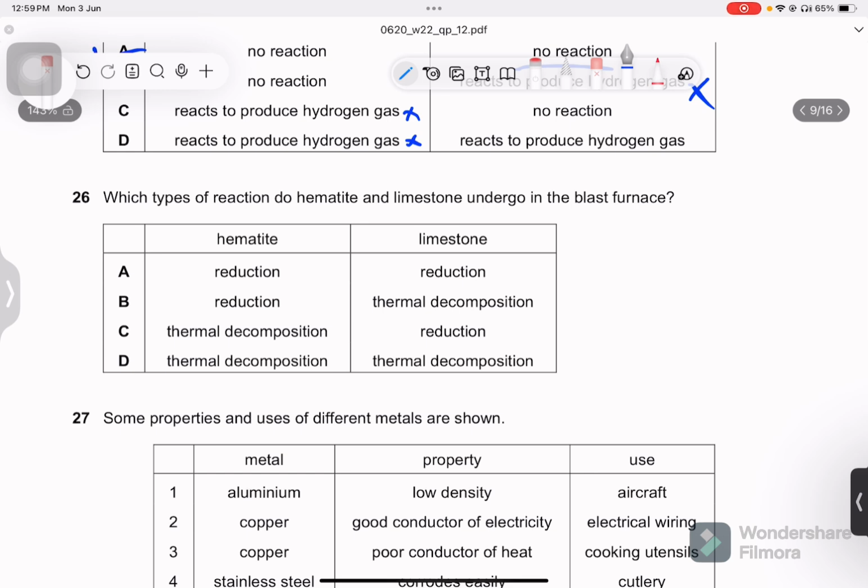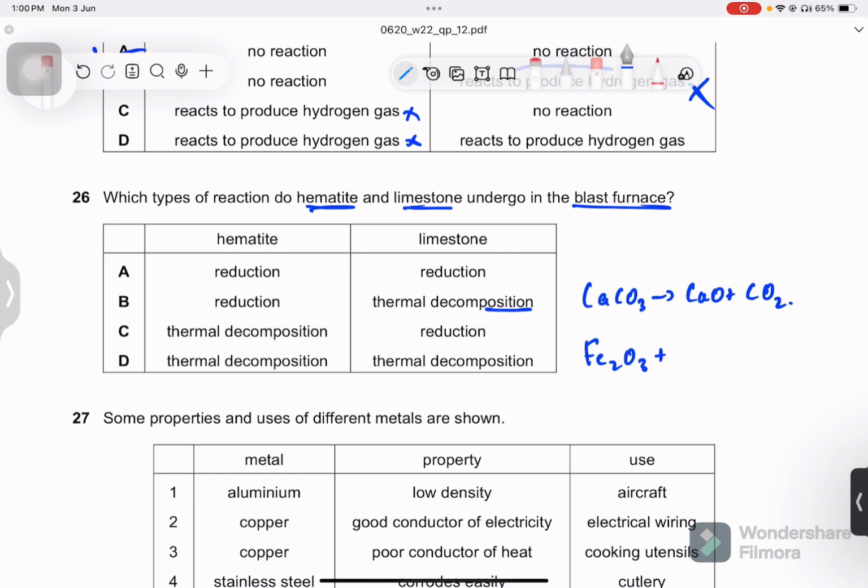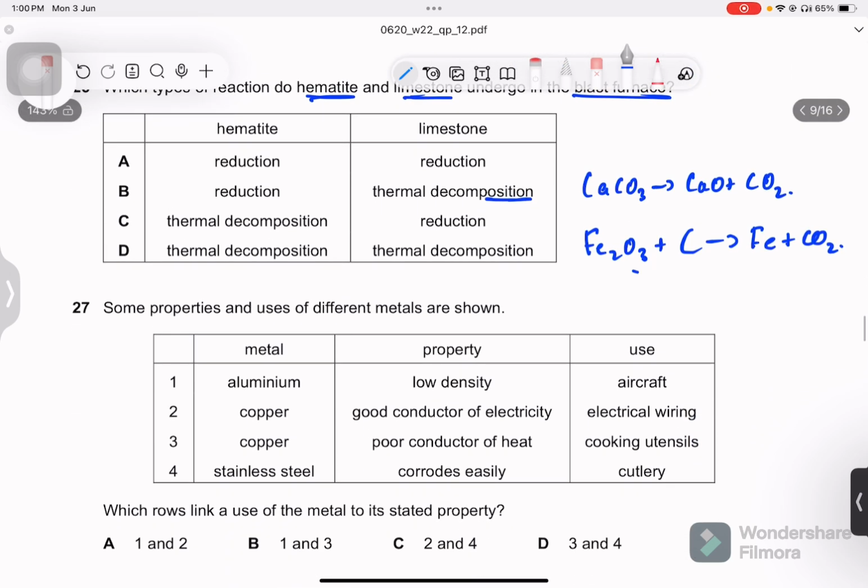Next, which types of reaction do hematite and limestone undergo in the blast furnace? Hematite goes through reduction, and limestone is calcium carbonate, which forms calcium oxide plus CO2 gas. So that is thermal decomposition. Hematite, Fe2O3, reacts with carbon to form Fe plus carbon dioxide. So the oxygen is removed. This is not balanced, but just to show you the reaction, so option B is correct.